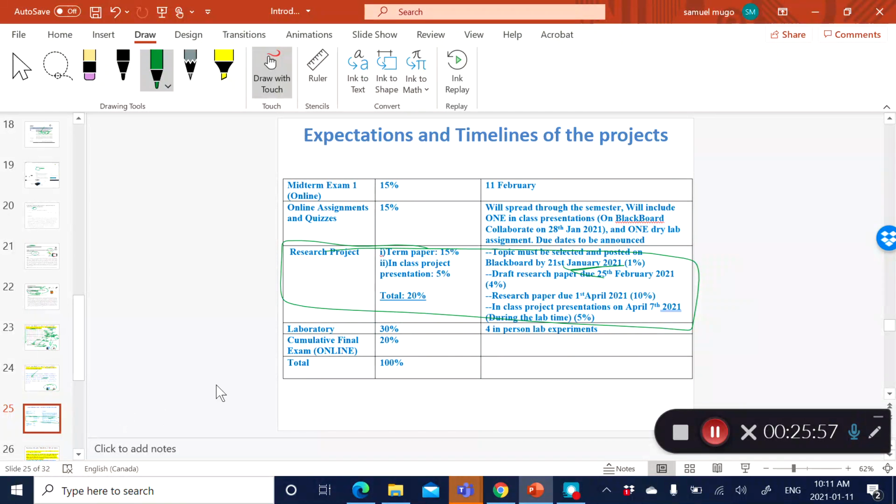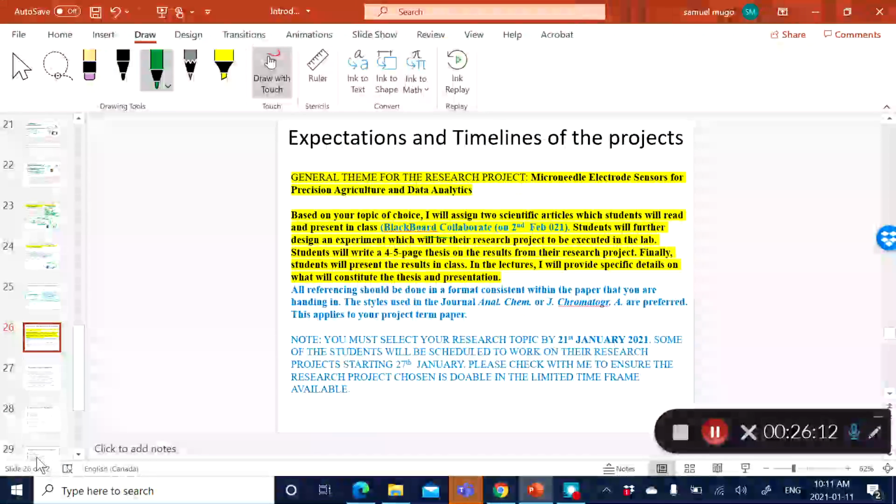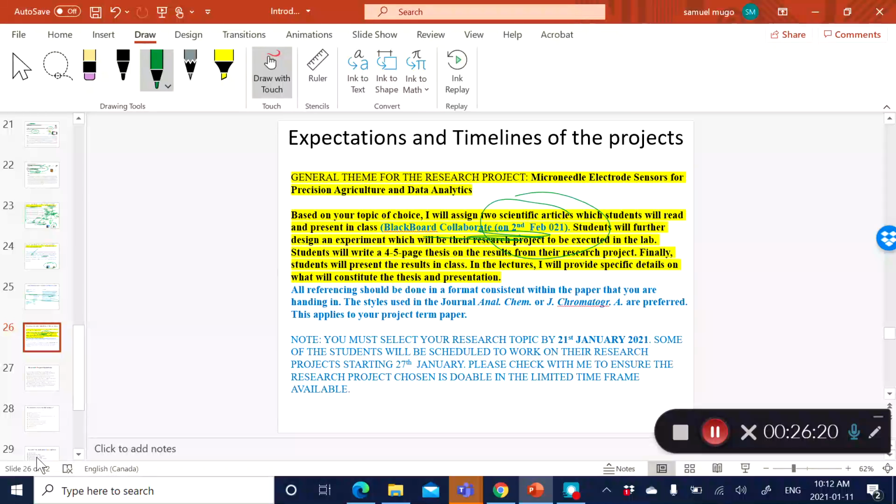When you post your topic, I'm going to assign you journal articles that you're going to read, and then you're going to present them in class as your proposal presentation. The proposal presentations, as we already talked about last week, are going to be on the 2nd of February 2021. And of course, that's going to give you enough time to read and present it in class.